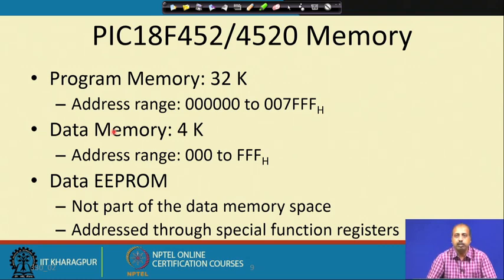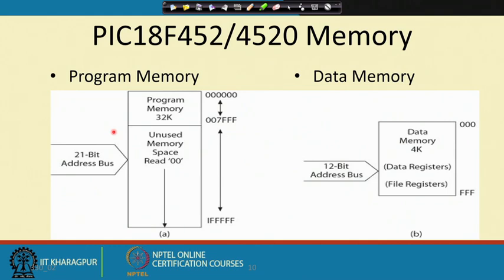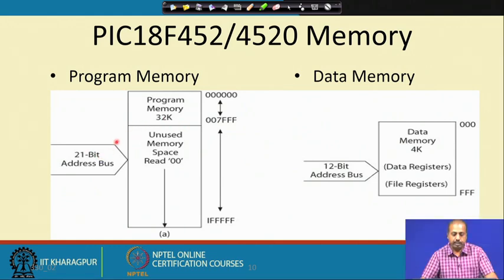We said that there are bank select registers and file select registers. The file select registers will use these special function registers for that purpose. So this is the structure. The program memory will have a 21-bit address bus. Out of that, only this part will be useful, 32K, since this has only 32K. This part of the memory, from 8000 to 1FFFF, is unused. So it has only 32K program memory.